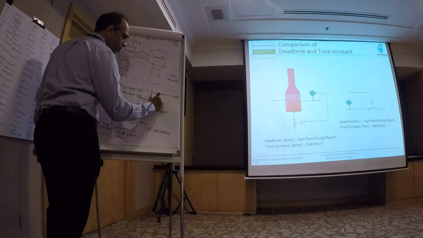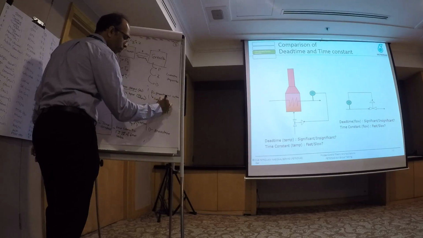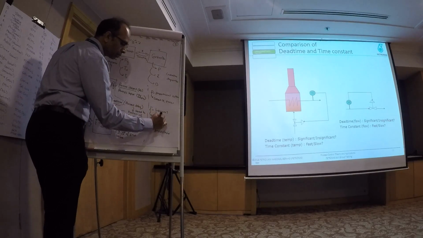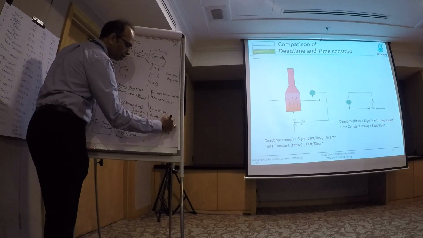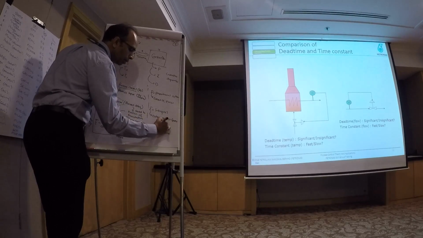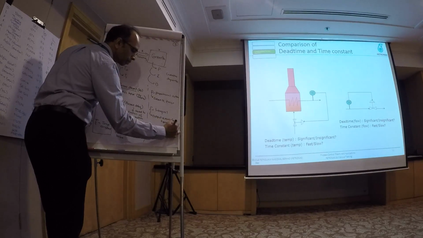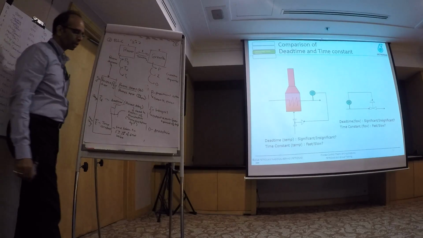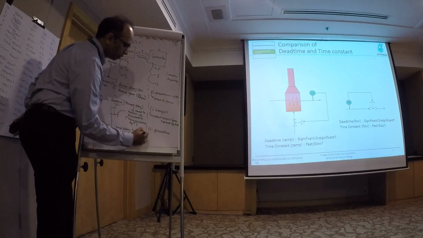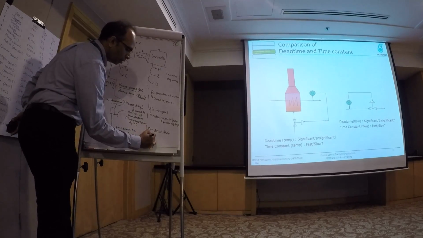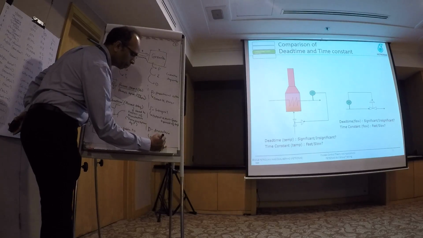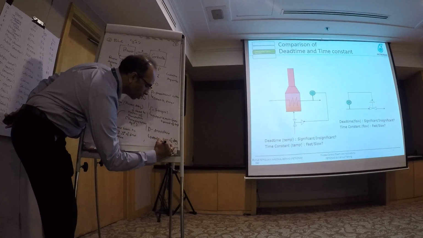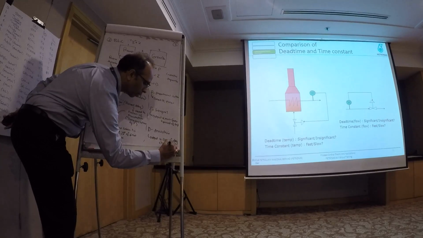To remember this: proportional is where the output is proportional to error. Here, integral output is proportional to error over a period of time. The output keeps on changing over a period of time. Derivative output is proportional to the rate of change of error.